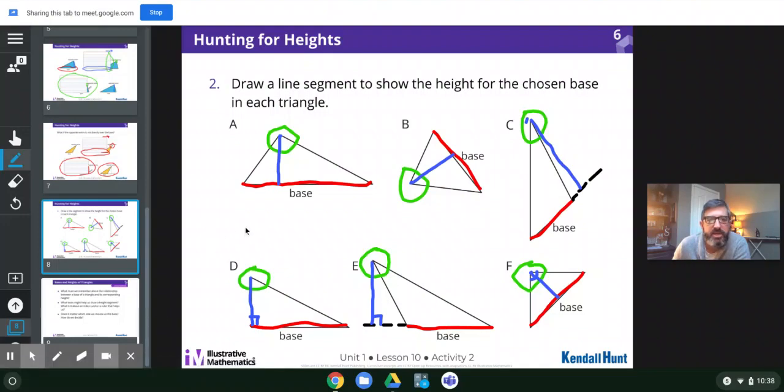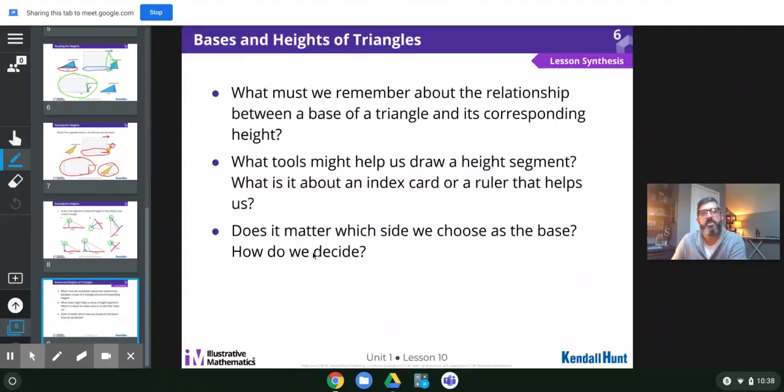So our last slide here, what must we remember about the relationship between a base of a triangle and its corresponding height? Well, one, remember, it has to be a perpendicular line drawn from the base to the opposite vertex. Or in our case, we like to go from the opposite vertex first and then draw the line down to the base. But the line always has to create a 90-degree angle from the opposite vertex to the base.